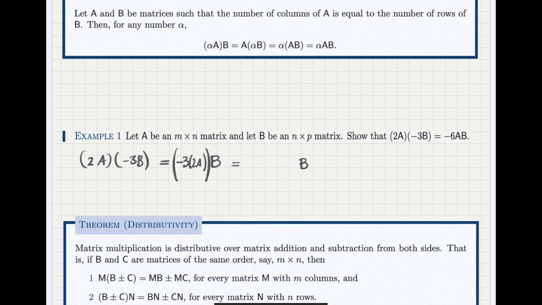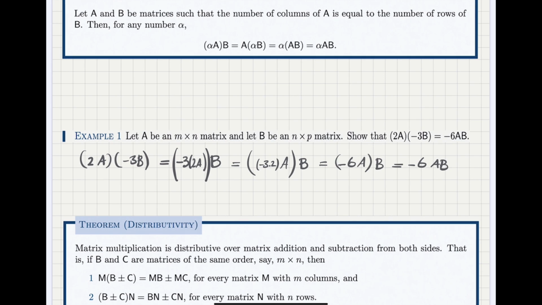So then it means that I can write minus 3 and multiply it by 2 and then A and then close it. And now minus 3 times 2 is minus 6A, and then I have B. Again, I can use the last bit of this theorem. If I have a number alpha multiplied by A and then multiplied by B, we don't need to do that. I can just write alpha. So I would write minus 6AB.